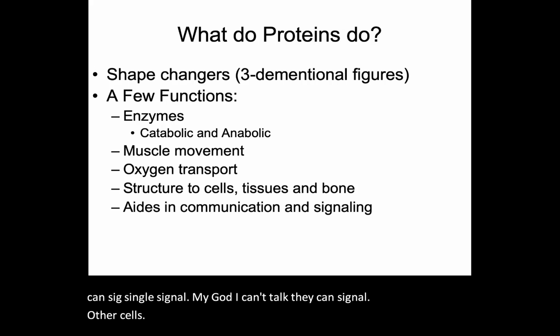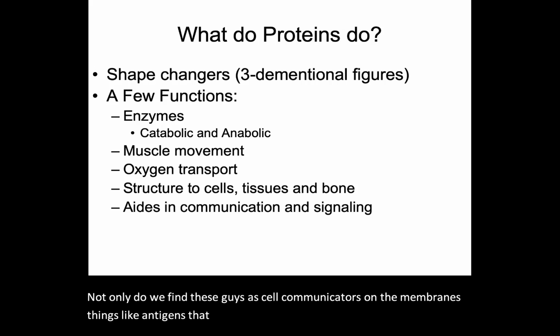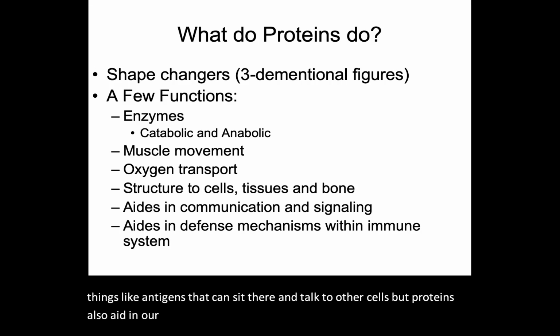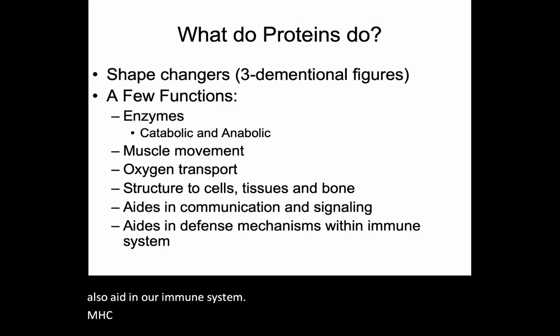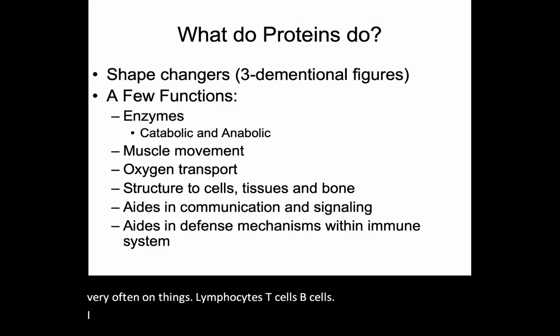Not only do we find these guys as cell communicators on the membranes, things like antigens that can sit there and talk to other cells, but proteins also aid in our immune system. MHC2 proteins, major histocompatibility 2 proteins, are what we find very often on things like lymphocytes, T cells, B cells. Antibodies are proteins. It's what our B cells use to fight off viruses and bacteria and allergens.